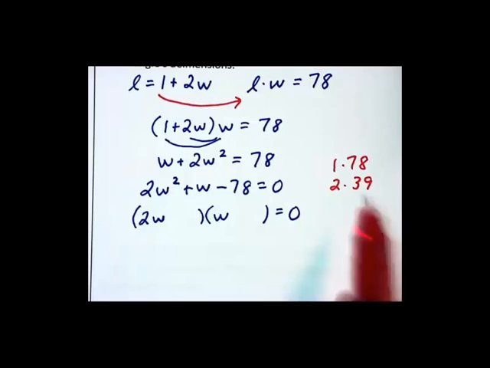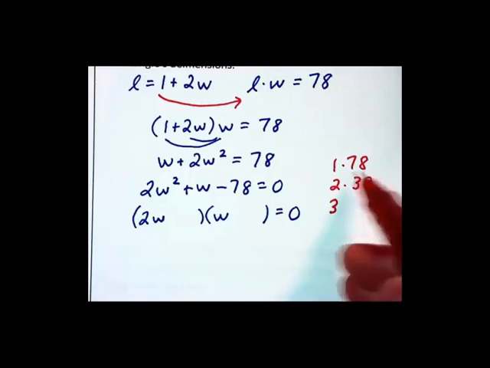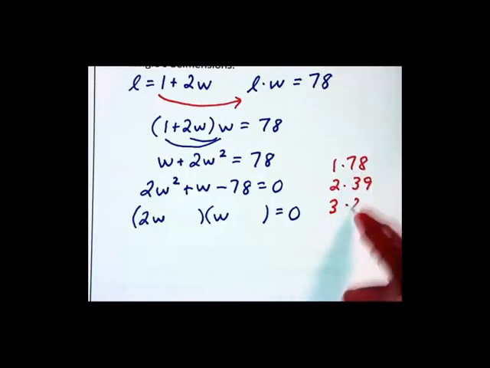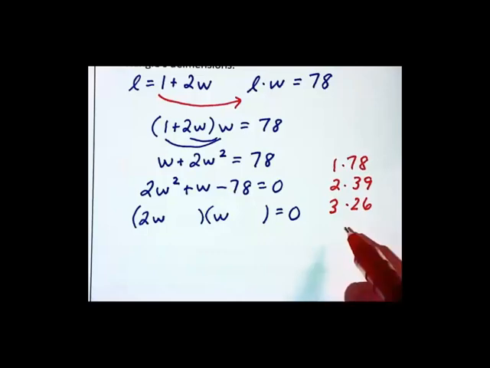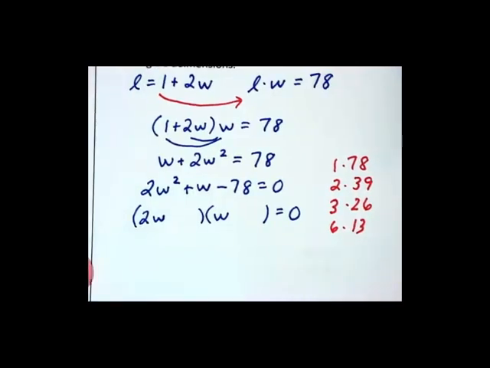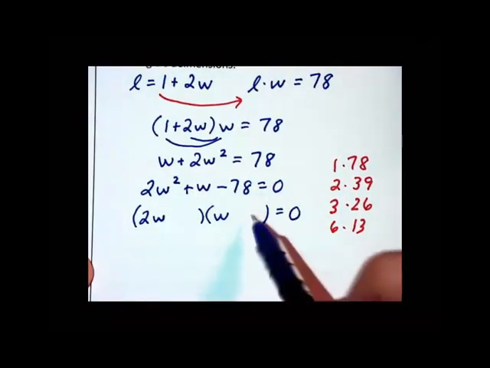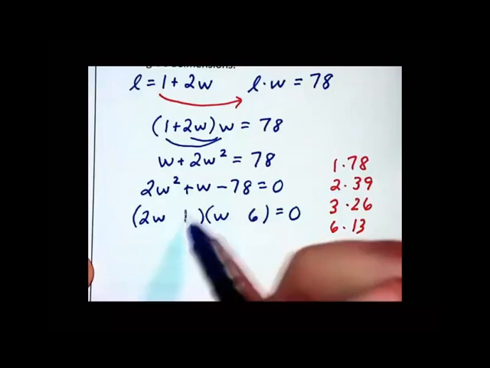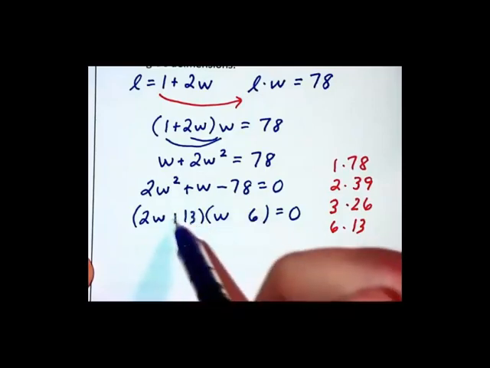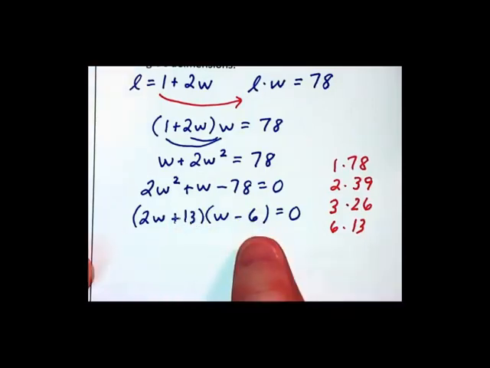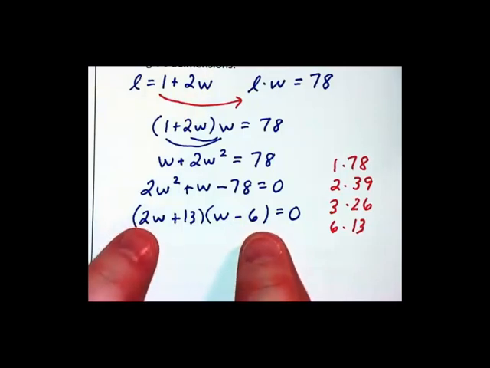Now 39 I recognize as 3 times 13. So 3 goes into 78. That'll be a 3 times 26. 3 times 13. Oh, 2 and 3 go in, so 6 times 13. There's my winner. 6 and 13. If I put a 6 right there and a 13 there, I get a plus 13 and a minus 12 when I put the 2 and the 6 together.